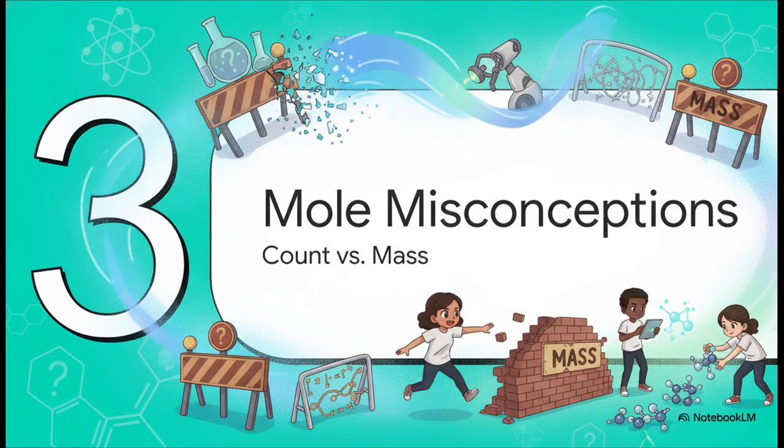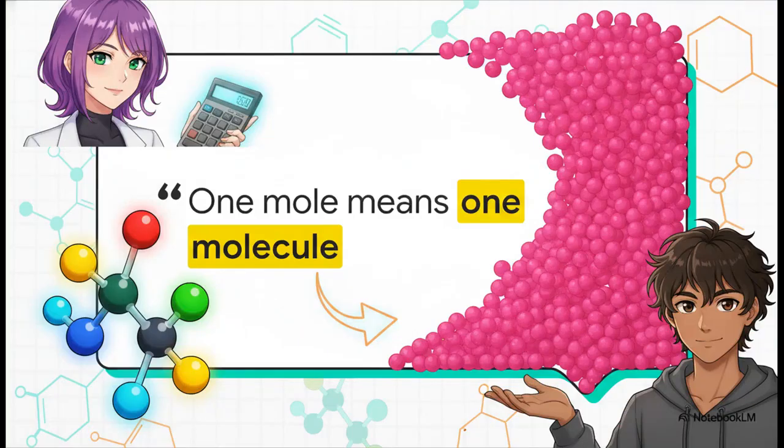Moving right along to section 3, common stoichiometric misconceptions, count versus mass. I definitely want to call out this classic mix-up directly because it happens all the time. People hear mole and think, oh, 1 mole means 1 molecule. No way. The totally crucial point here is that mole tells you how many particles you have. You know that 6.02 times 10 to the 23rd number? It does not tell you what type of particle it is.